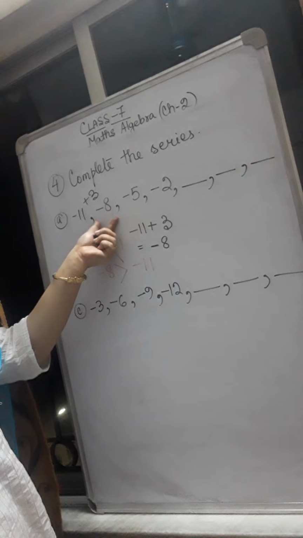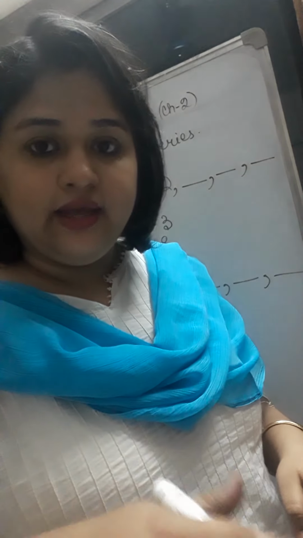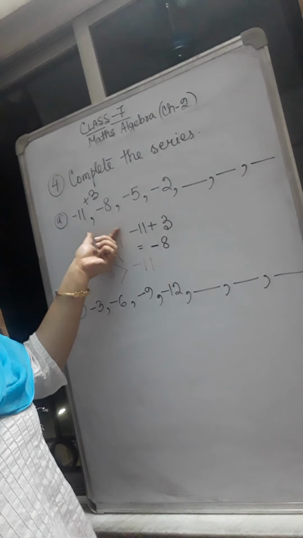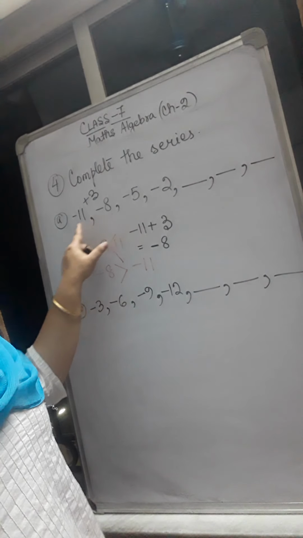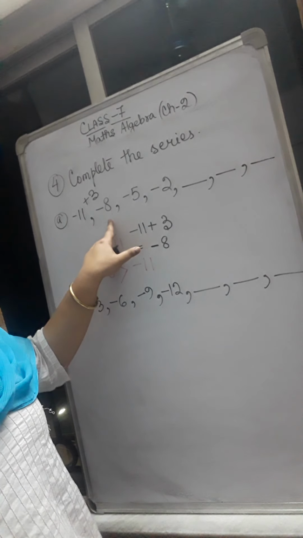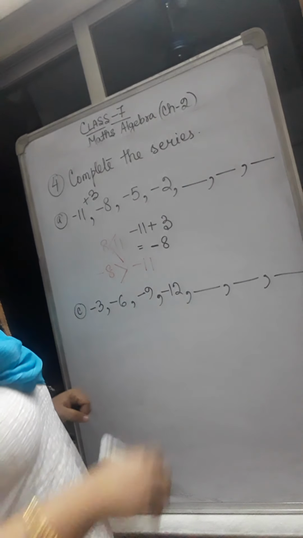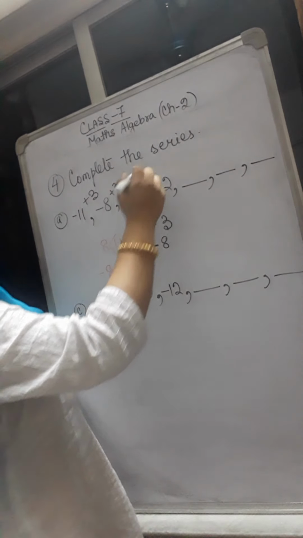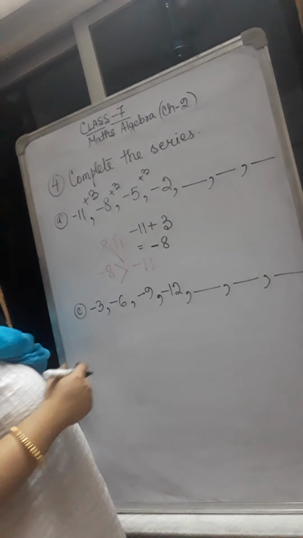Now with minus 8, if you see, what is a series? A series is a pattern. That means you have to just know what is done with the first number to get the second number. So we have seen with the first number you have to add 3 to get the second number. That means it follows the pattern plus 3. That means with the second number, if you add plus 3, you get the third number. With the third number, if you add plus 3, you get the fourth number. So this is called a series.